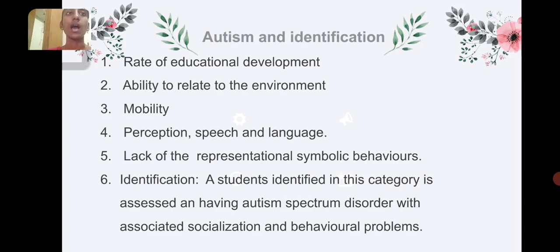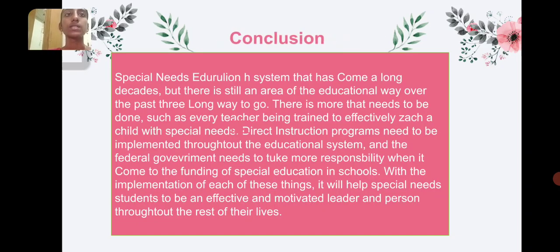Next one is autism and identification. Rate of educational development, ability to relate to the environment, mobility, perception, speech and language, lack of expression, symbolic behavior. Identification: students identify the categories and are assessed as having autism spectrum disorder, associated with socialization and behavior problems. Conclusion. These are the special needs and their meaning, definition and characteristics.